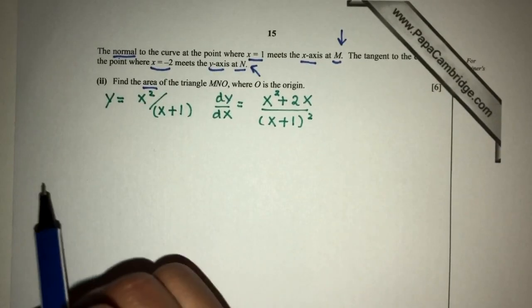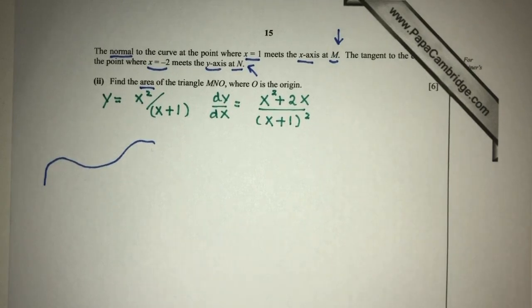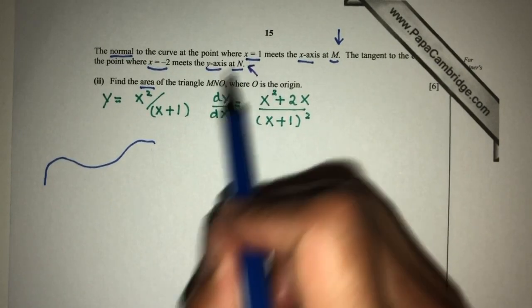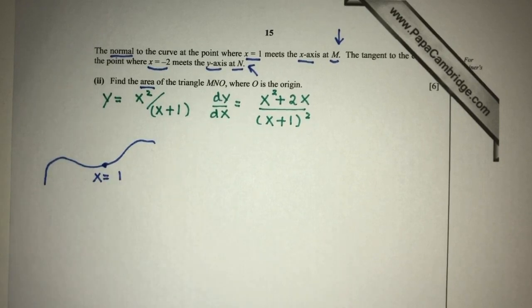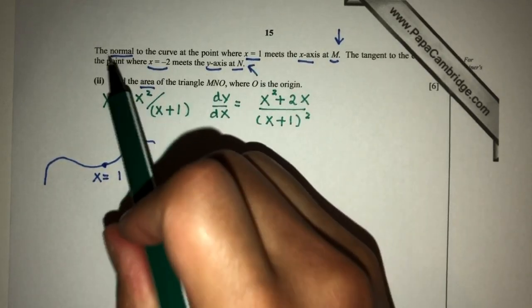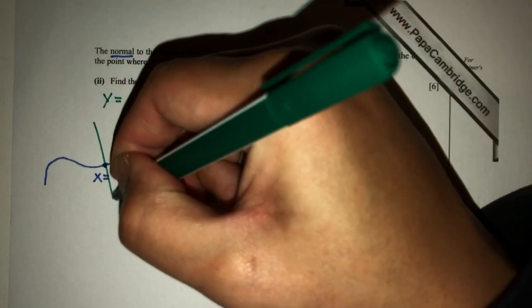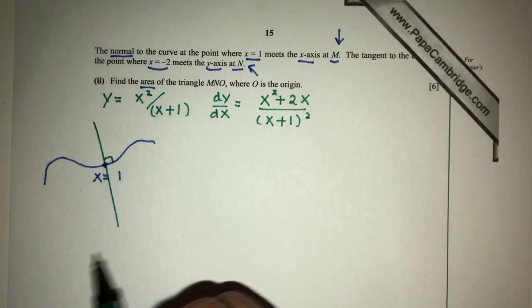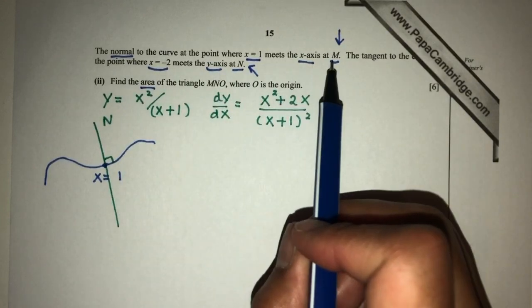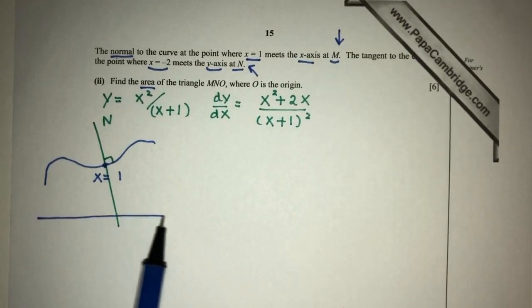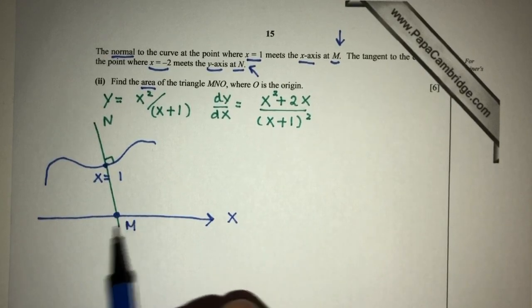So for example, let's say our curve looks like this. We just don't know the shape. Let's say, for example, it looks like this. Now let's say we have a point here, x equal to 1. So we're trying to find the equation of the normal. So we're trying to find the equation of a line that is perpendicular to that point. This is my normal. Okay, and my normal meets the x-axis, so this is my x-axis, at the point M. And we're trying to find this point first.